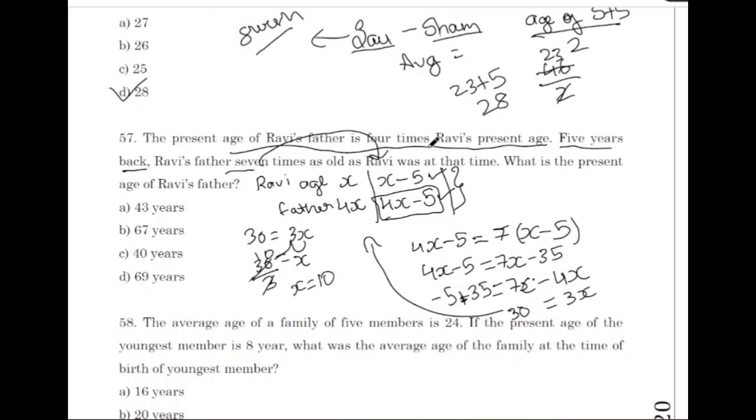Now come back to the first one. Father's age is 4x. So 4x is equal to 4 into, we know the value of x, 10. So the age of the father is 40.